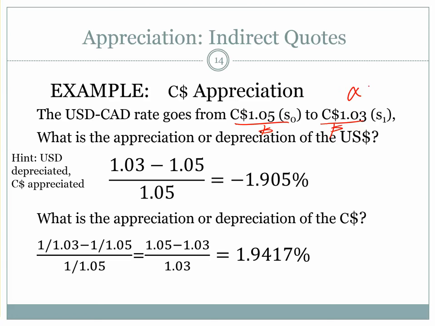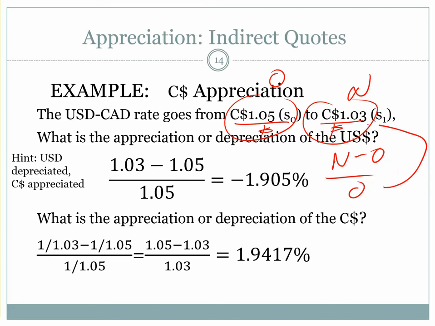So this is my new value, this is my old value. This is the price of a US dollar. So if I take new minus old over old, it tells me what happened to the denominator currency, the base currency. So in this case, the dollar depreciated 1.905%.